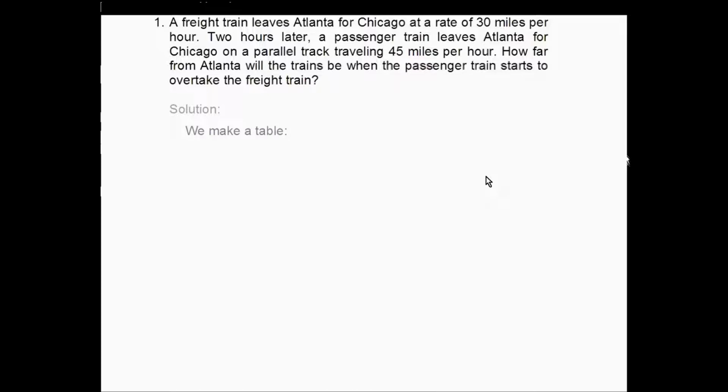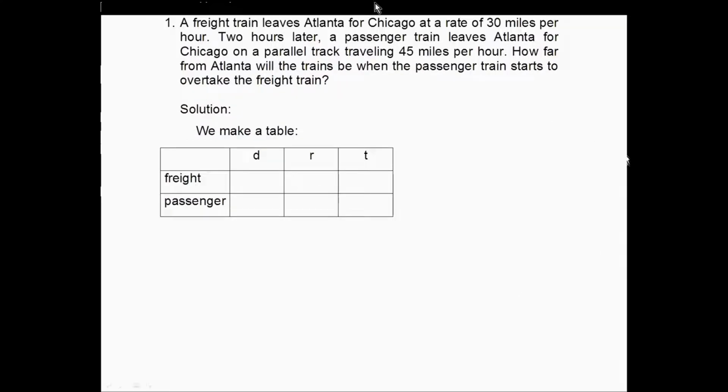Okay, we're actually going to set up a little table to solve this. So we make a table. So I've got the freight train and the passenger train. I got distance, rate, and time. Now whenever you set up this table, typically what will happen, but not always, is one of the columns will have the exact same entry in both rows. Now, because we've written it as d r t, each one of the rows will write an equation: d is equal to rt.